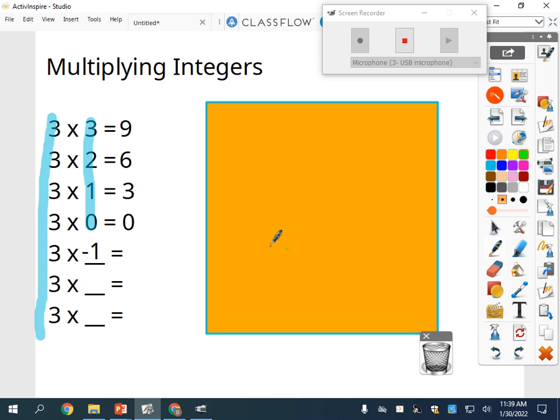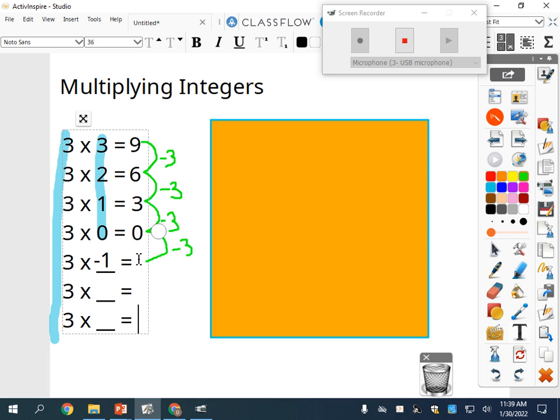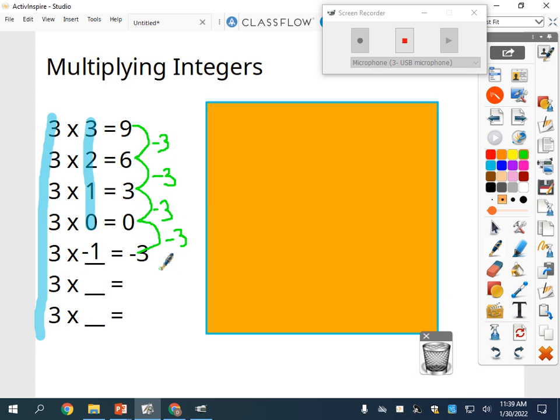Well, now let's continue the pattern over here. From 9 to 6, I subtracted 3. From 6 to 3, I subtracted 3. From 3 to 0, I subtracted 3. So we got to continue, don't we? Heck to the yeah, we do. So we're going to continue our pattern by subtracting 3 every time. So therefore, 3 times negative 1 has to be a negative 3.